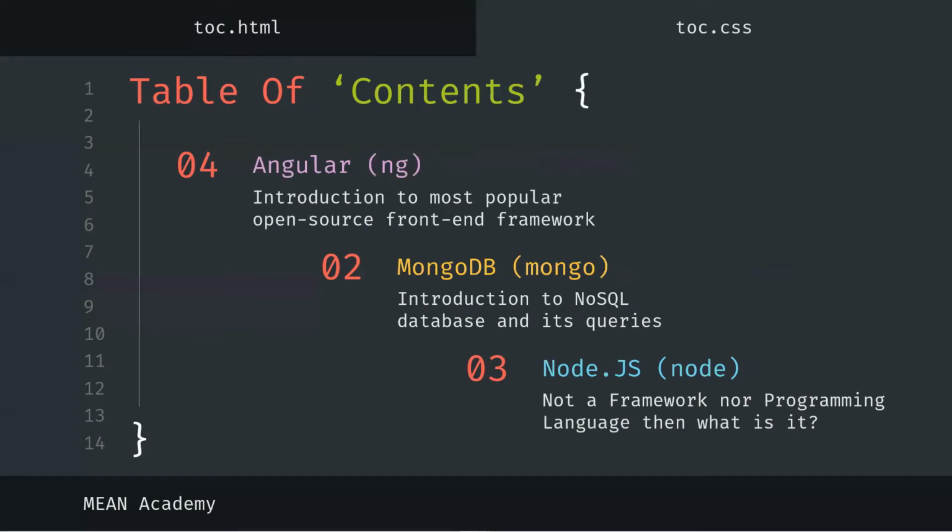Then we'll understand Angular, MongoDB and Node.js. What is Angular? It's the most popular open source front end framework. MongoDB is nothing but a NoSQL database, which handles queries in a sequence-wise manner, so we'll understand that as well. Then we'll get to know Node.js, which is not a framework or a programming language. Then what is it all about? We'll get to know about Node.js.